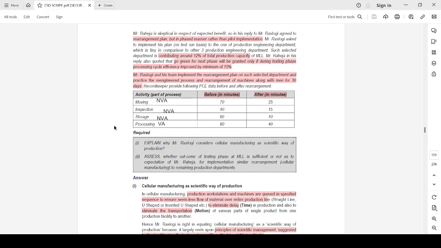Moving takes 70 minutes before and now it is 25 minutes. Inspection 40 minutes before, 15 now. Storage 60 minutes before and now 10 minutes. Processing 80 minutes before and 40 now.